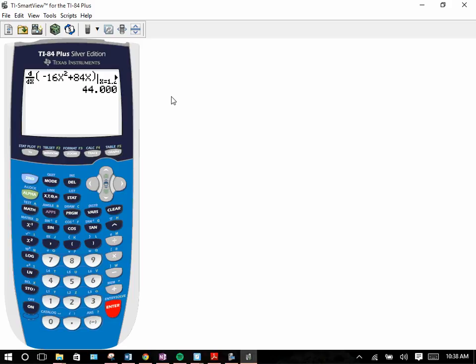Now it says, when is the projectile at rest? Well, what you would do is find the first derivative of that position function. So what is the derivative of that position function? Negative 32x plus 84. So to solve this, let's figure out when it's at rest.